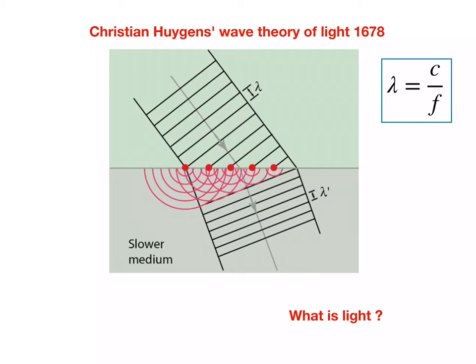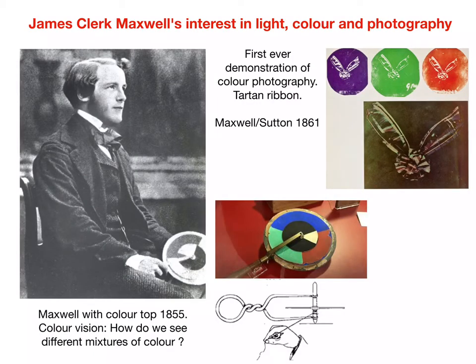Light of a certain frequency can be assigned a wavelength lambda that depends on the propagation speed of the light in the respective medium. While Huygens' theory correctly describes the characteristics of light, it does not explain the nature of light. What is light? Our understanding of the nature of light goes back to 1865, when James Clerk Maxwell explained it.